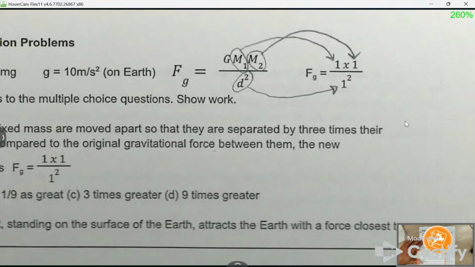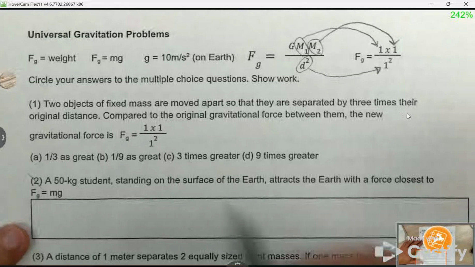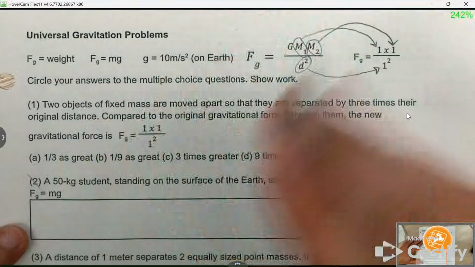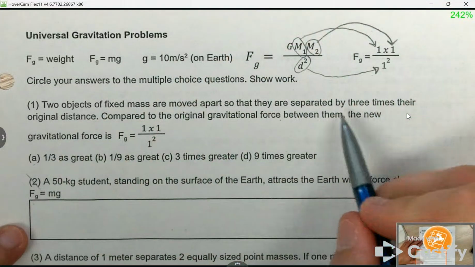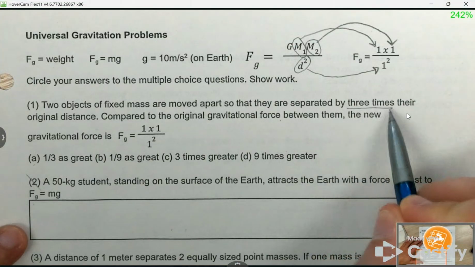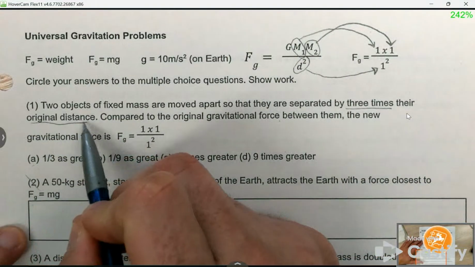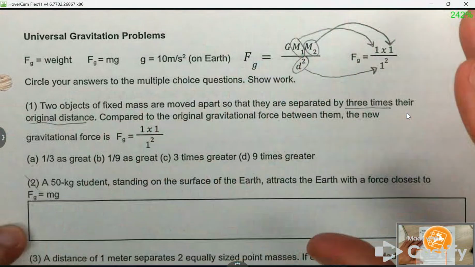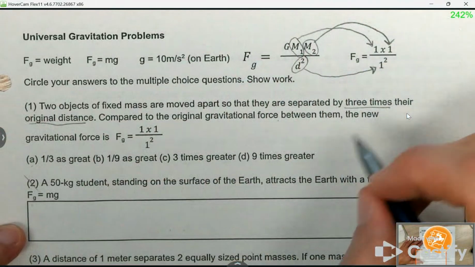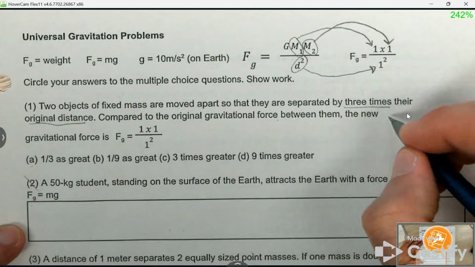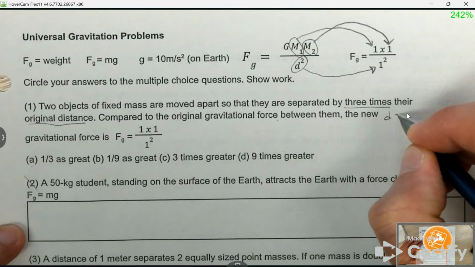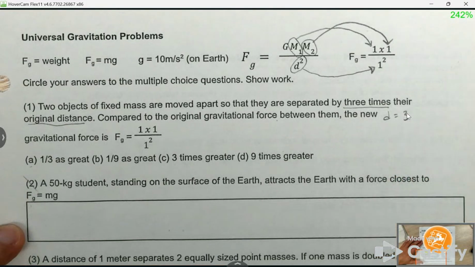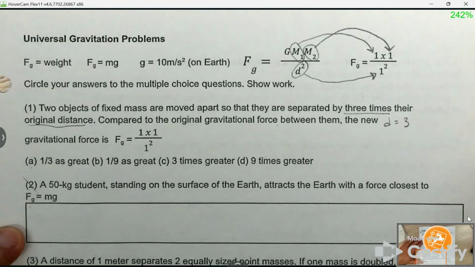So in the very first one, two objects of fixed mass are moved apart, so they're separated now by 3 times the original distance. So the masses didn't change, but the distance did. And by how much? 3 times the original. So the distance is now going to be 3, where originally it would have been a 1.